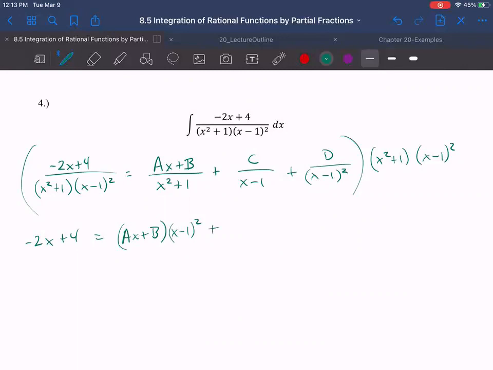plus, we're going to cancel out one of the x minus 1, so we'll have c times x squared plus 1 times x minus 1. And then here we'll cancel out both the x minus 1. So we have d times x squared plus 1.